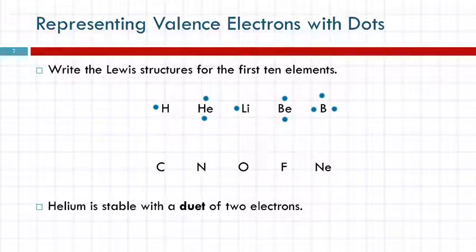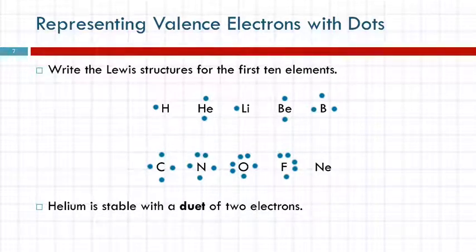How many does carbon have? What group is carbon in? 4. 1, 2, 3, 4. Nitrogen has 5. 1, 2, 3, 4, 5. We already did oxygen. Oxygen has 6. You should have 2 pairs and 2 singles for oxygen. Nitrogen has 1 pair and 3 singles. Carbon has 4 singles. Fluorine has 7. 1, 2, 3, 4, 5, 6, 7. And neon has 8.